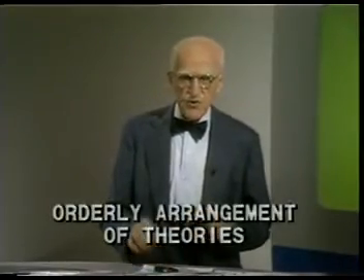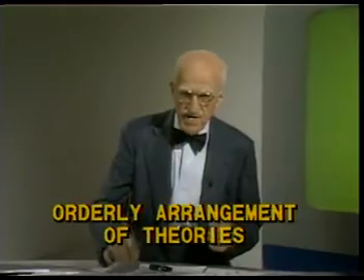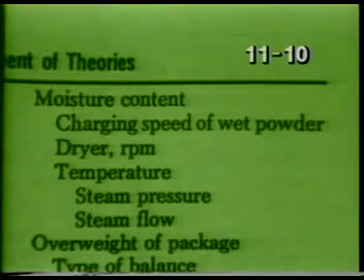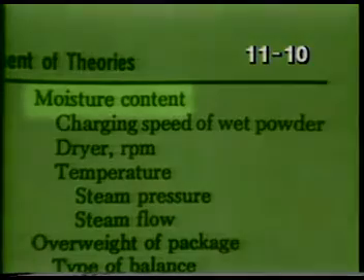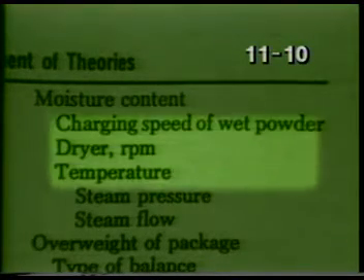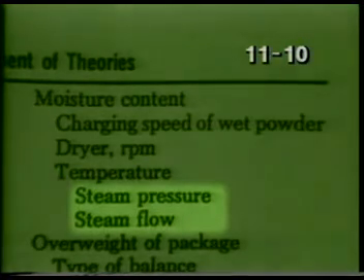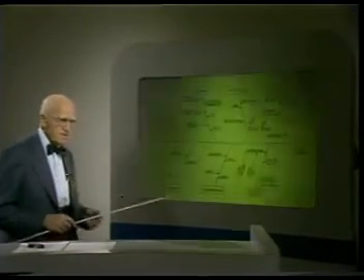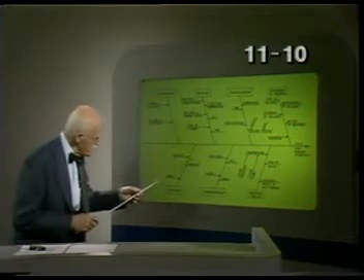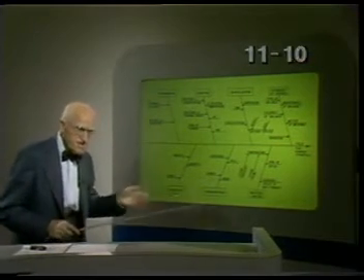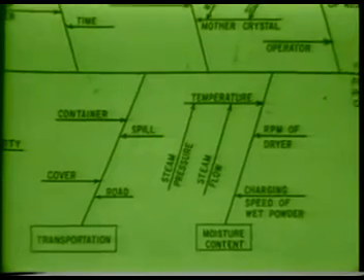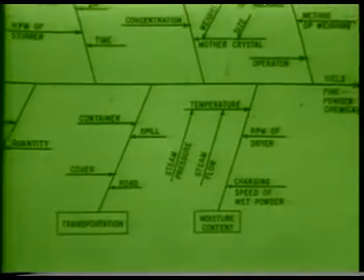Next, the orderly arrangement of theories. There are 2 forms. First, the tabular form. The table shows theories, sub-theories, sub-sub-theories in their interrelationship. Secondly, the graphic form. The fishbone diagram shows the same data as the tabular form, the same hierarchy of theories, but with better eye appeal.